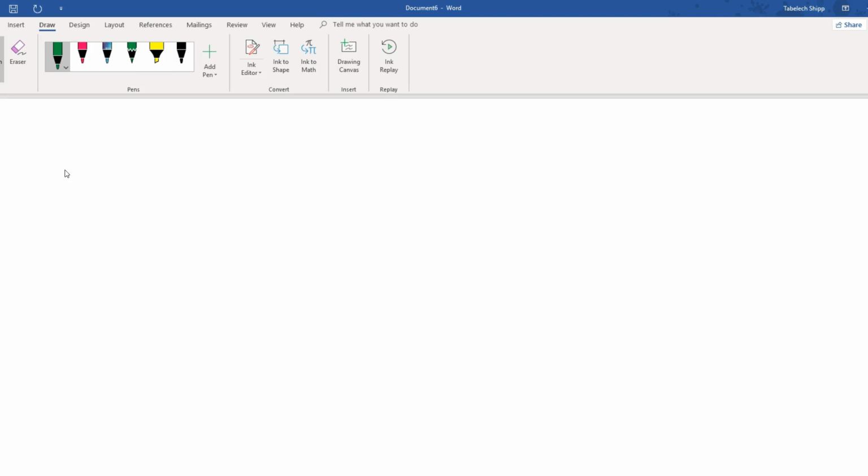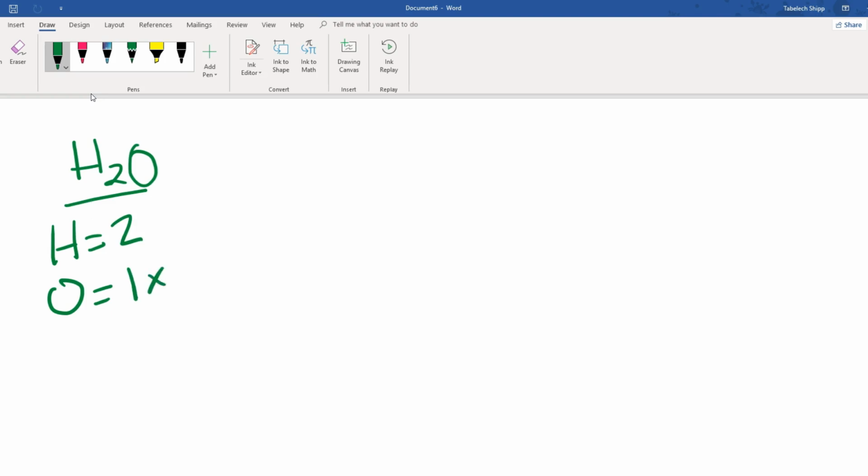All right, let's look at another one where you have 3 atoms, H2O. So you have hydrogen and you have oxygen. You've got to remember to separate each atom out. You've got 2 hydrogens, that's where my 2 comes from. You have 1 oxygen, that's where my 1 comes from.